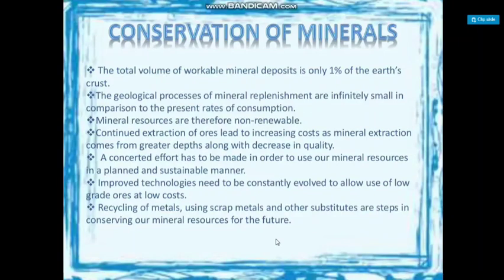Why conserve minerals? Mineral deposits are present in very small quantity in the world, that is 1% of the earth's crust. The geological processes of mineral formation are very slow, while the consumption rate is very fast. Therefore, mineral resources are finite and non-renewable. So we have to conserve minerals so that they are available for future generations.